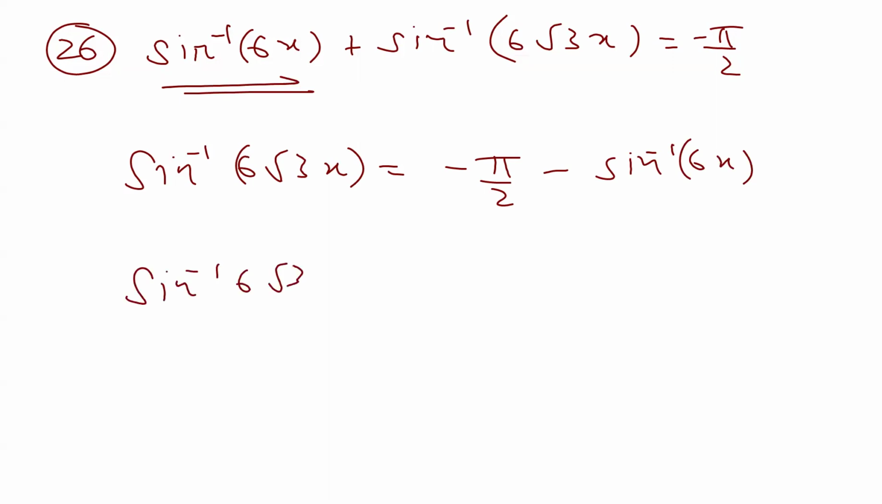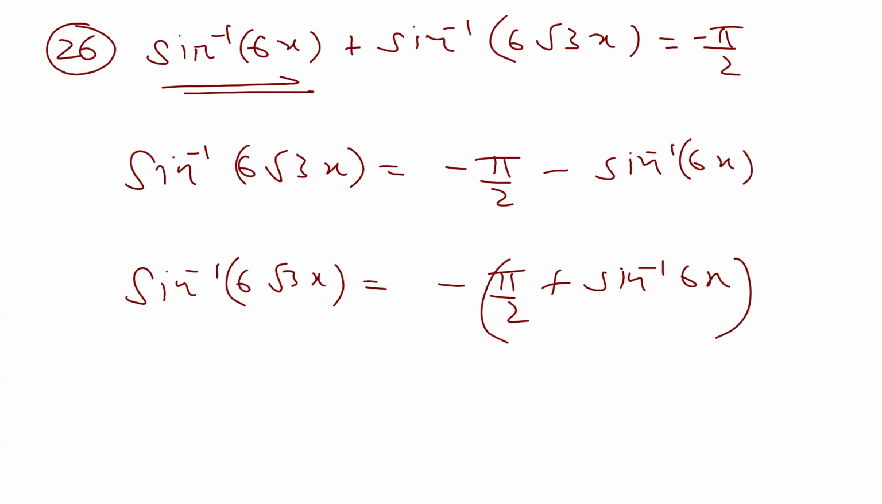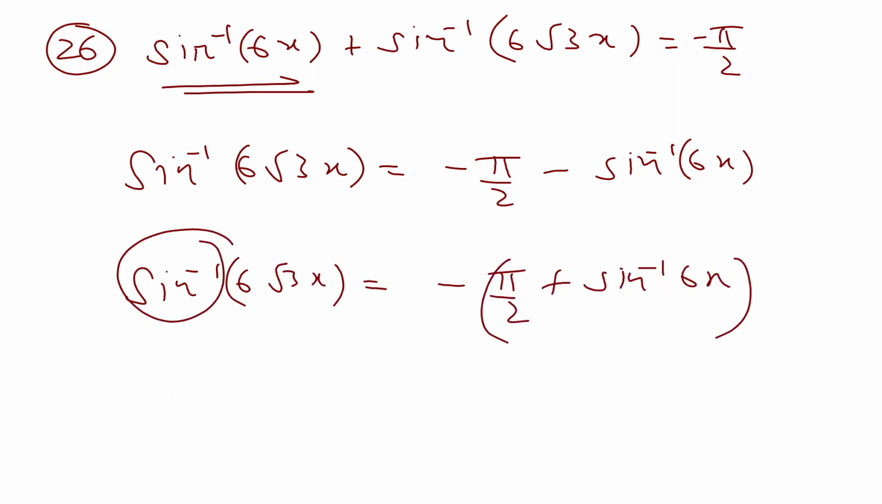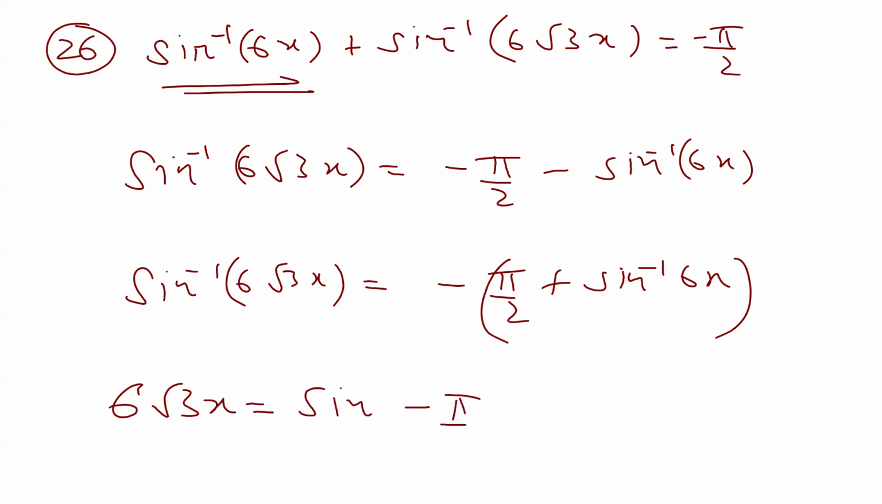So sine inverse of 6 root 3x is equal to minus pi by 2 plus sine inverse of 6x. Take minus sign common. So sine inverse of 6 root 3x: when you take this sine inverse to the other side, it will become sine. So 6 root 3x is equal to sine of minus pi by 2 plus theta. I take this value as theta.